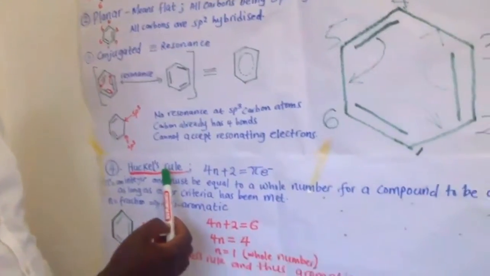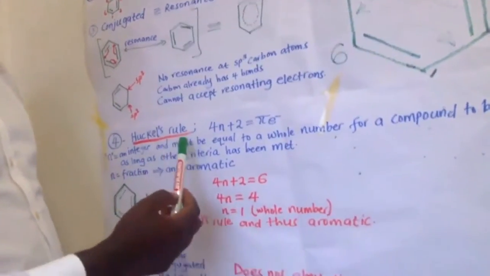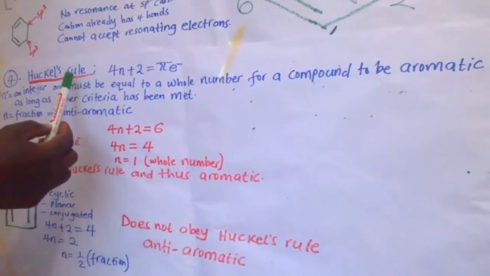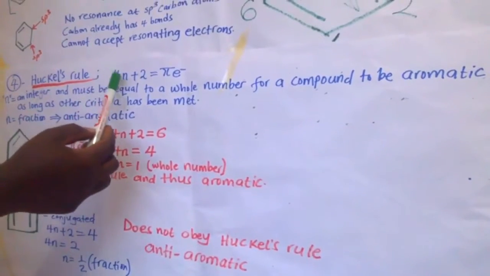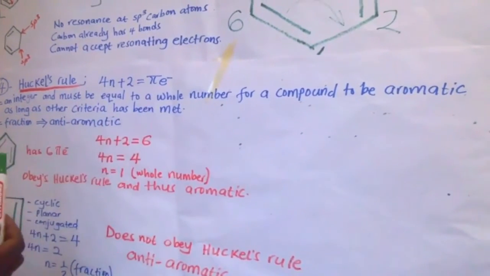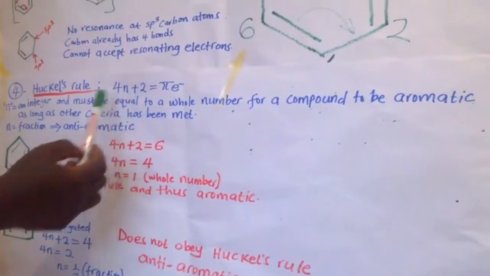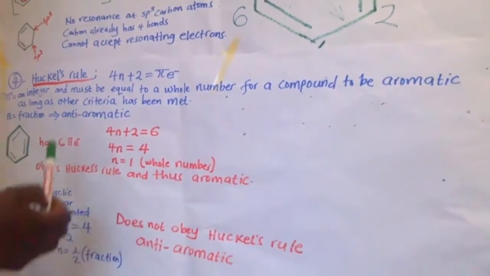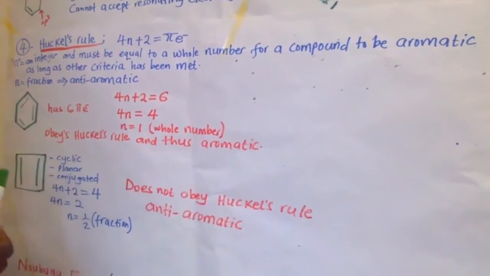Then our last condition a compound must satisfy in order to be considered aromatic is that it must obey Huckel's rule. Huckel's rule: 4n plus 2 is equal to the number of pi electrons. N is an integer. When n is a whole number, that compound is considered to be aromatic. If it is a fraction, it is anti-aromatic.